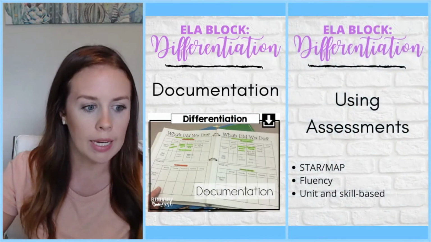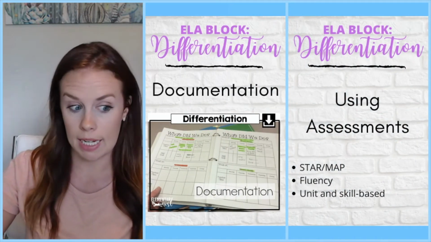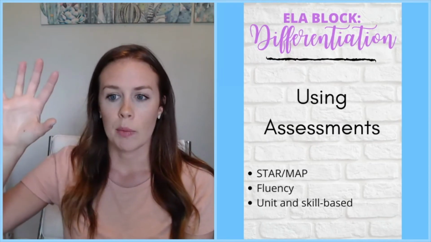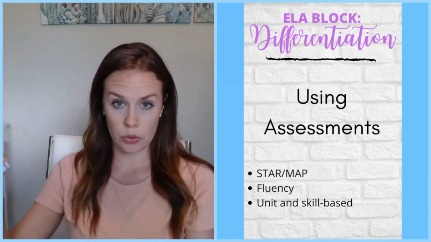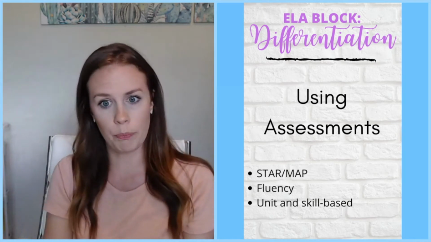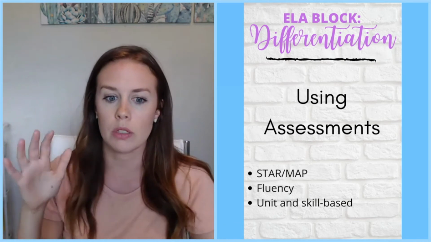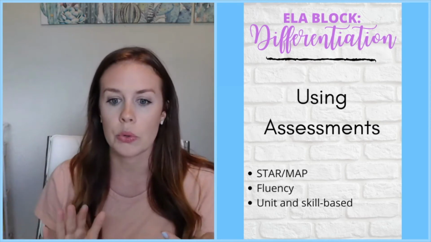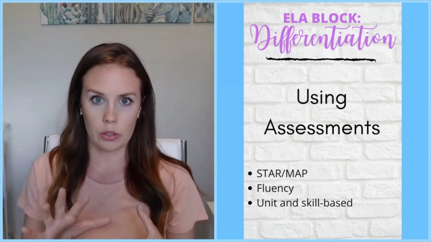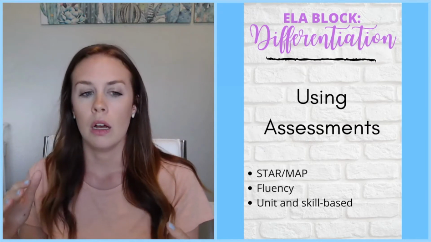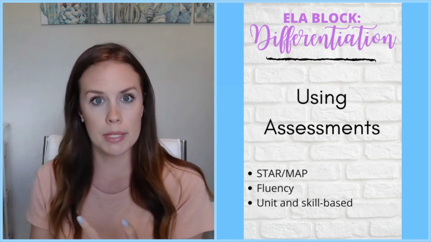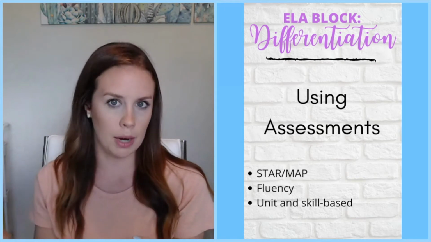One way that you can figure out data, so now we're going to shift over to figuring out which students need what type of differentiation. And we're going to be talking about data and assessments to determine that. So different ways that you can group your students can be from data that you get from a STAR test or a MAP test, and those are the tests that you take 3 times a year.